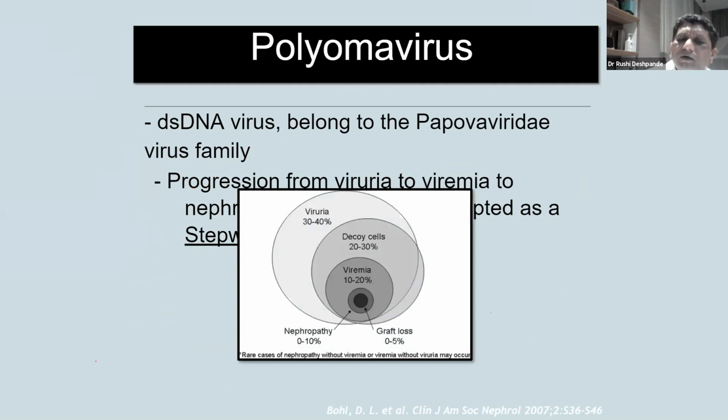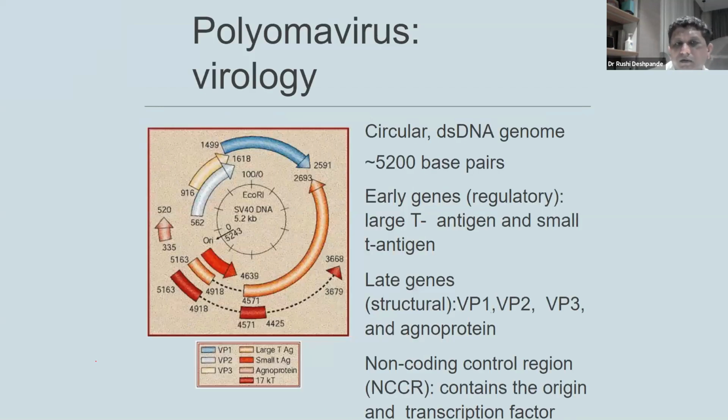The last virus that I would like to discuss is the polyoma or the BK virus. The important terms here are BK viruria, which is present in 30 to 40% if you were to do a screening. Decoy cells in the urine are classic, which are present in 20 to 30%. BK viremia, or diagnosed in the blood, is 10 to 20%. BK nephropathy is 0 to 10%, and graft loss because of BKV is 0 to 5%.